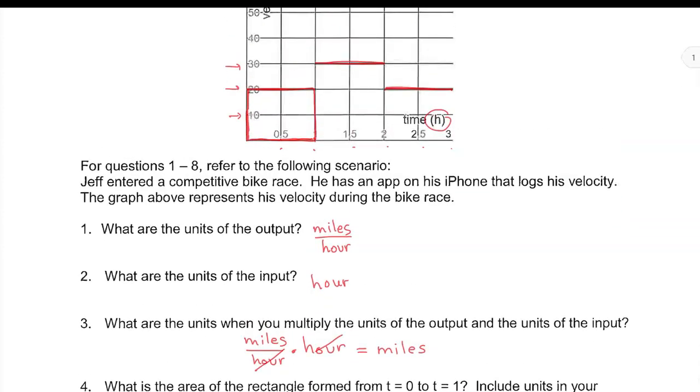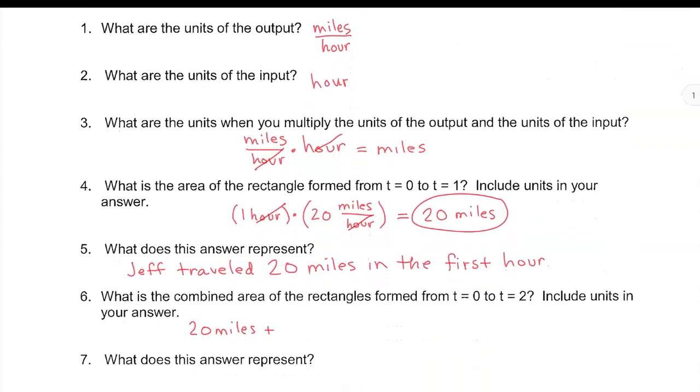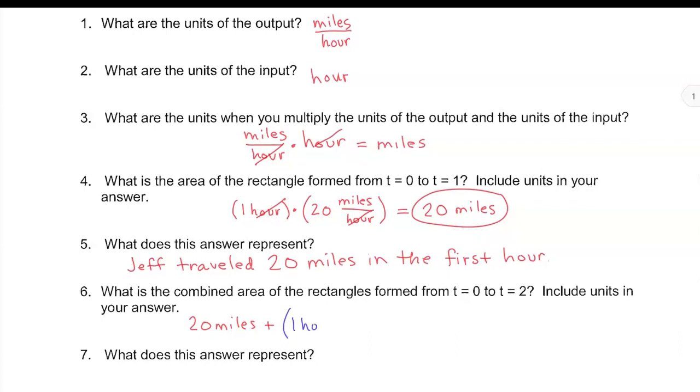So in the picture, from t equals 1 to t equals 2, we have a base of 1 and we have a height of 30. So all I have to do is include the units when I do that. A base of 1 hour and a height of 30 miles per hour. So write that down. 1 hour times 30 miles per hour. And now when we multiply the numbers together, we get 30. But when we multiply the units together, we're going to cancel hours on the top with hours on the bottom. So our answer will be 50 miles. This answer represents the distance that Jeff has traveled in the first 2 hours.